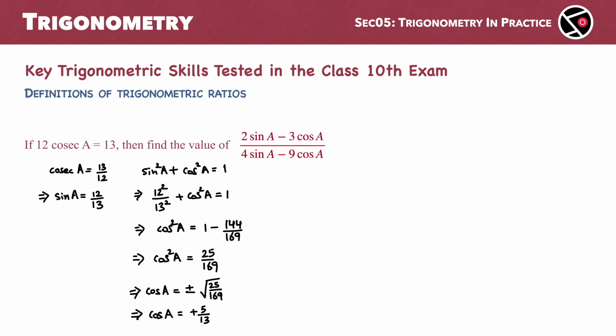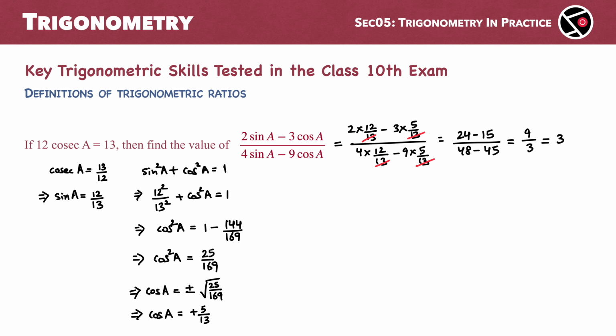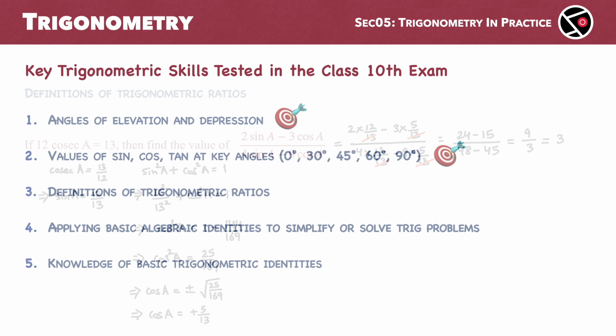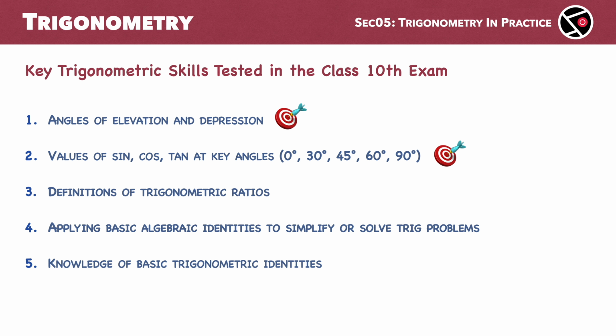Let's now move back to the expression. We simply substitute the value of sin A, 12 by 13, and cos A, 5 by 13, and simplify. Three is our answer. With this, we are done with skill number 3, understanding the definitions of trigonometric ratios.